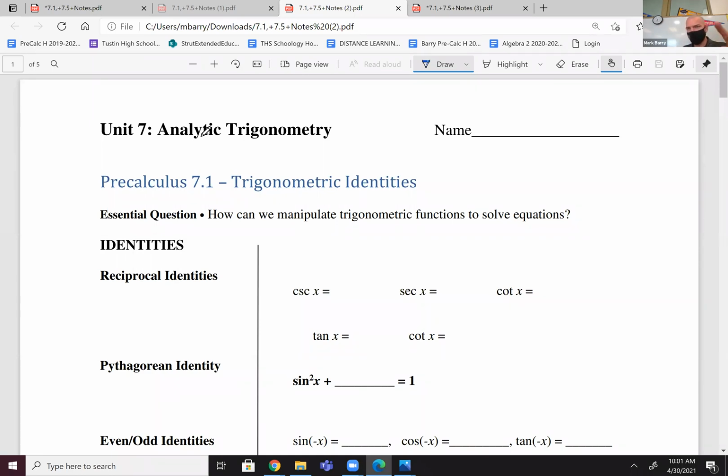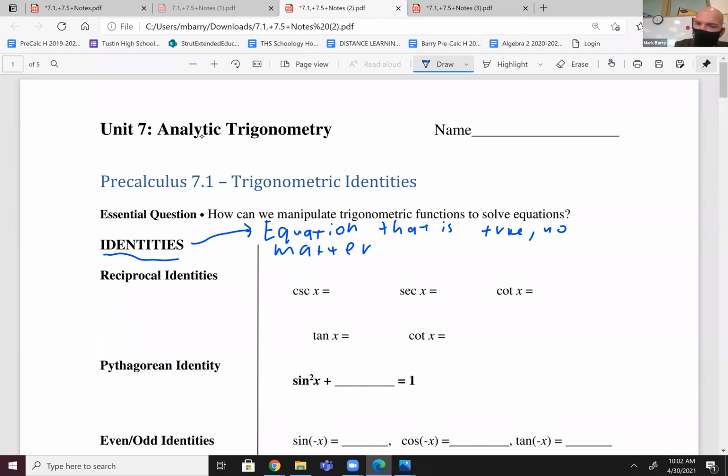So today what we're going to be talking about is 7.1 trigonometric identities. And I'd like to define an identity because it's a good thing to know, and you may not know what it is. So an identity is an equation, but it's kind of a special equation. It's an equation that is true no matter the value of x. And when I say x, I really mean the value of the variable, whatever the variable is. But we usually use x, so I'll just say that.